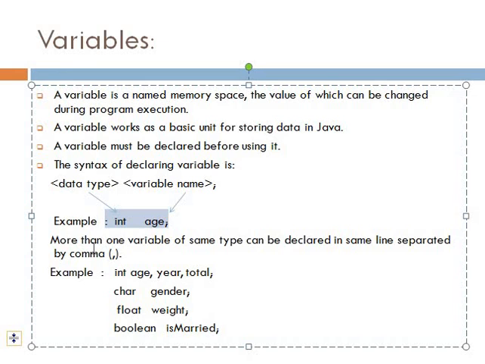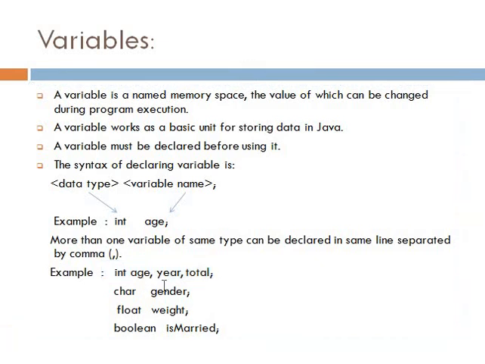Now if I wish to declare more than one variable of the same type, then I shall separate those variables with a comma like this. See in this statement, here I have declared three variables, that is age, year and total, and each of these variables are of data type int. Just as the variable age can take integer values, in the same way the variables year and total can also take integer values. And since I have declared three variables, each of these variables is separated by a comma like this: age, year, total.